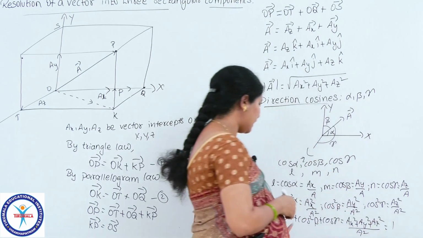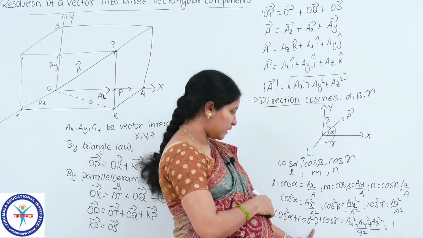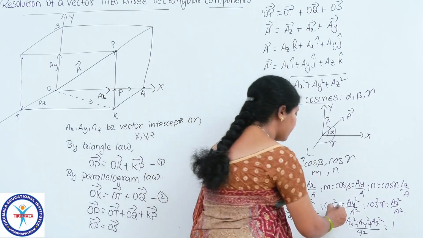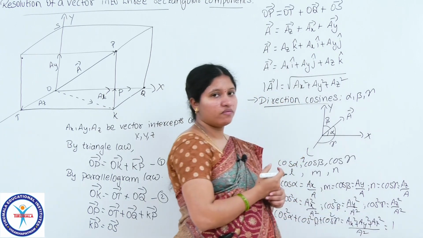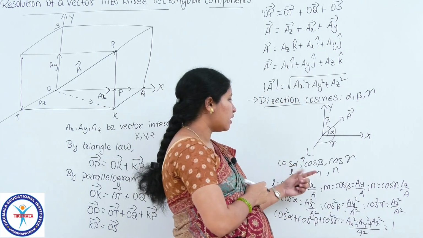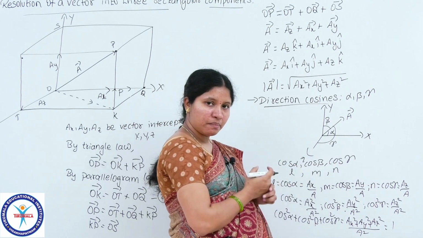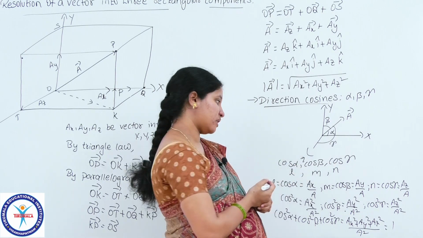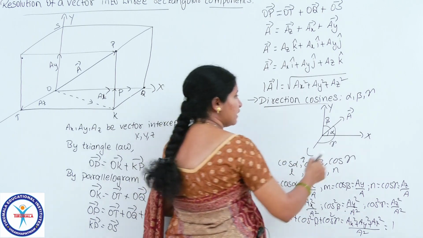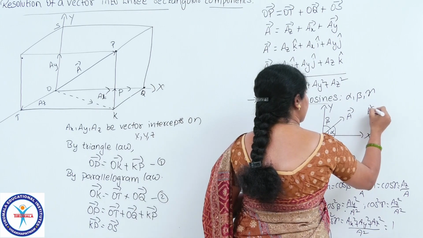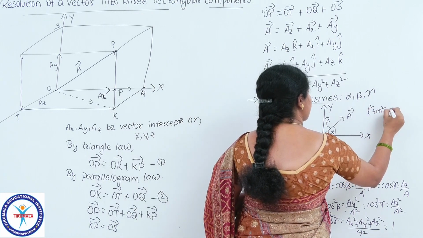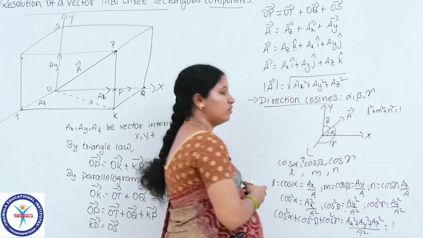So cos square alpha plus cos square beta plus cos square gamma is equal to 1, where cos alpha, cos beta, cos gamma are known as direction cosines, and we can also write this similarly as L square plus m square plus n square equal to 1.